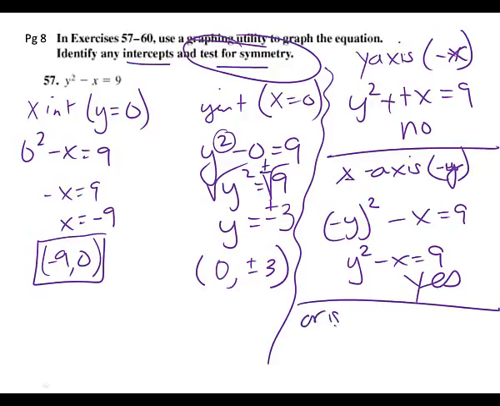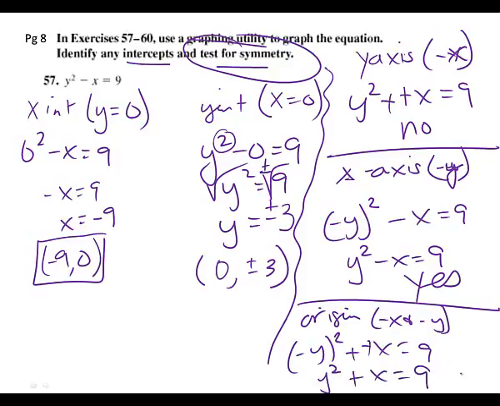Okay, now we want origin symmetry. So I plug in negative x and negative y. So let's see, negative y squared minus negative x equals 9. The y squared is going to go positive. That's going to go positive, right? Did I get the exact same equation? No. So the only symmetry it has is x-axis.